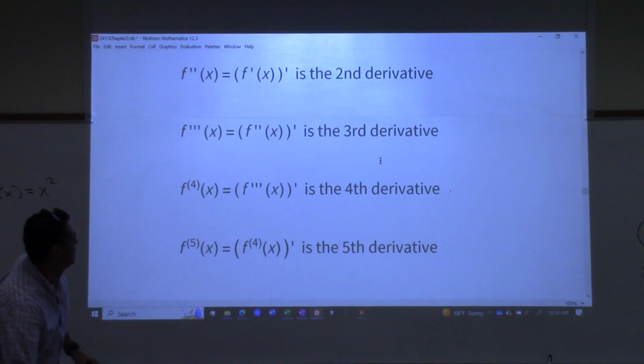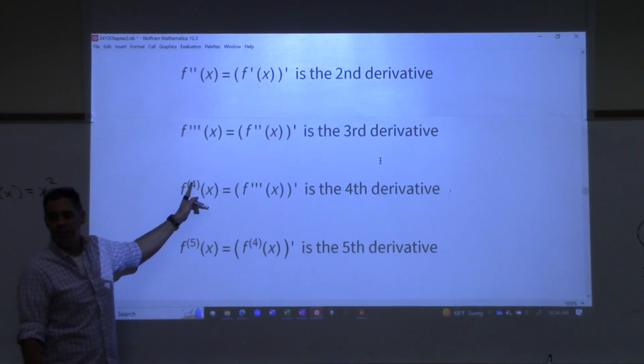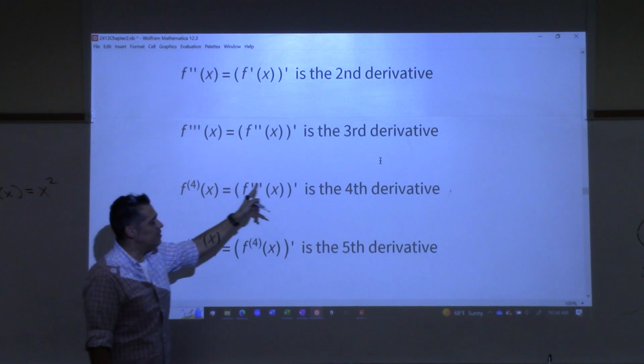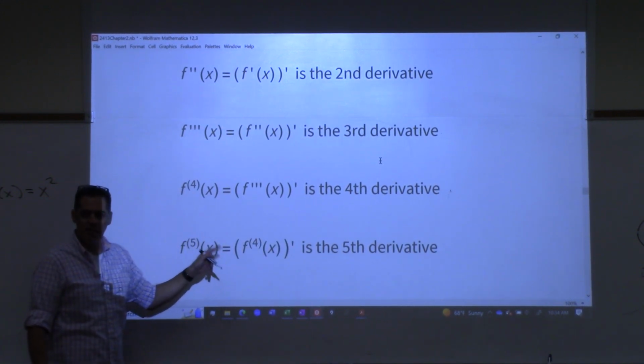Probably better if I did something like this. F with the 4 in parentheses, it must be in parentheses. That means you're going to take the derivative 4 times. That's your fourth derivative. And then fifth derivative, and sixth, and so on.